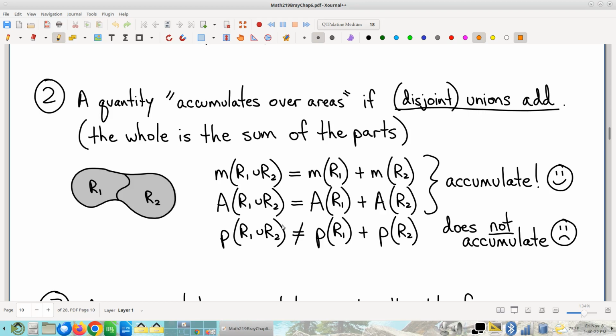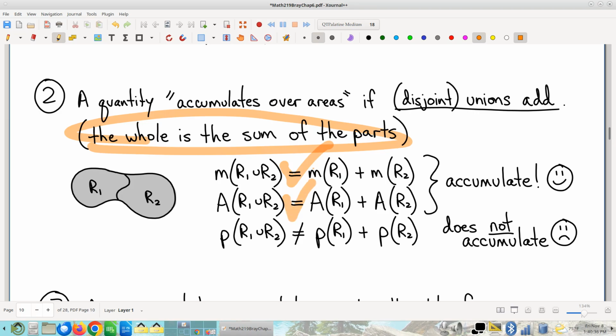The whole is the sum of the parts, right? It's not a super deep idea. And keep in mind, some quantities have this property, mass. Yeah, the whole is the sum of the parts. Of course it is. What else would it be, right? Area. Yeah, of course. You chop something into two pieces. The total area is the sum of the individual areas. Yes, of course, right?